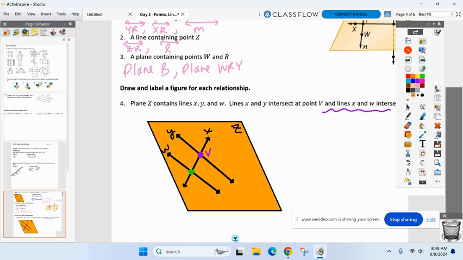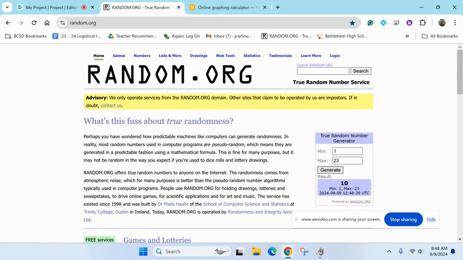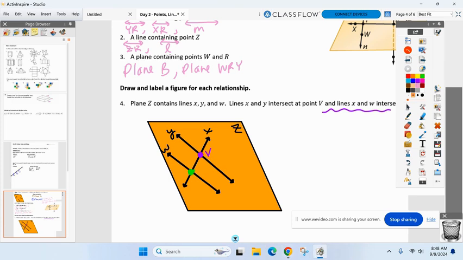And what am I calling that point where those two intersect? What's it asking me to look for at that point right there? Where are we going here, Taylor? What's that point got to be called? P. Yep, point P. So that's got to have a P. And there it is. There's that diagram, plane Z.